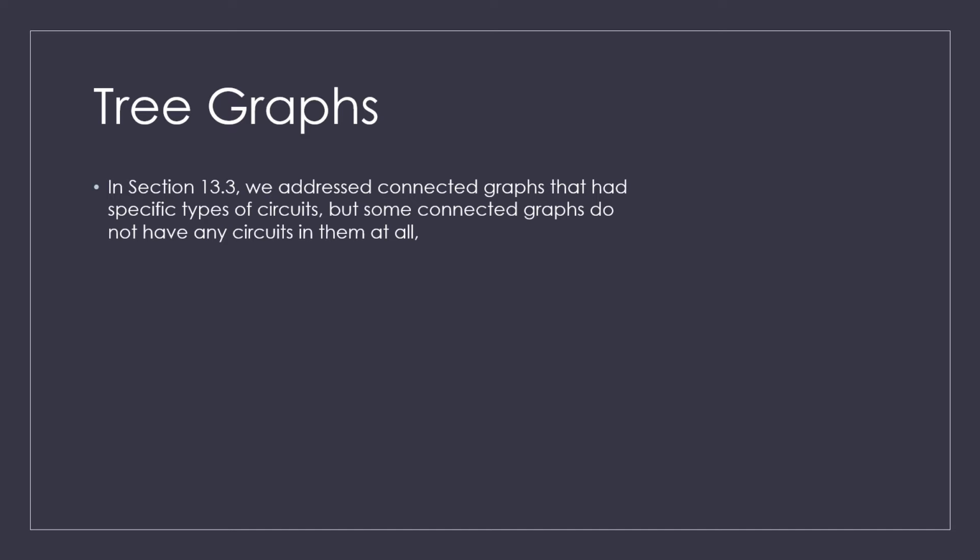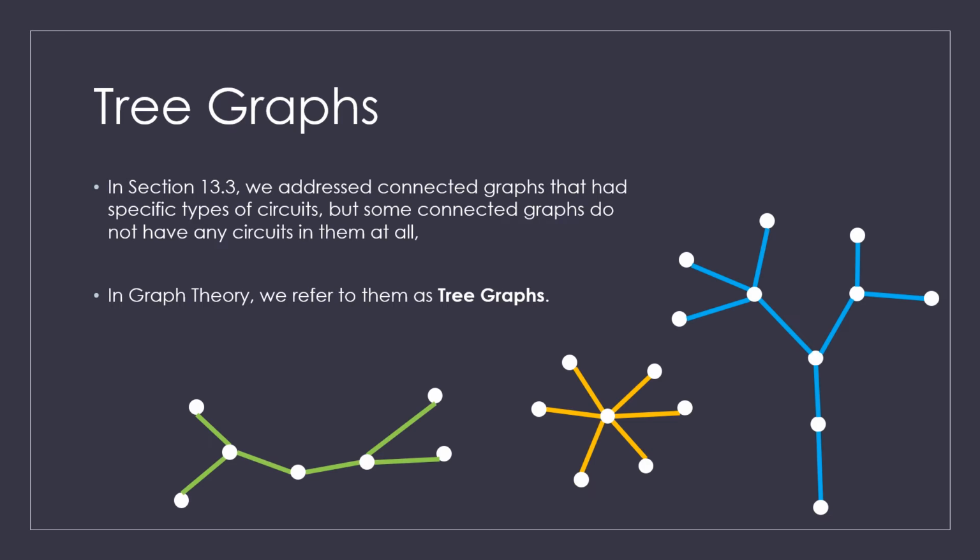So first we should probably talk about what a tree graph is. Basically, in the last section, we talked about connected graphs that had specific kinds of circuits. But some connected graphs don't actually have circuits at all, and we call those tree graphs. If you're curious what a tree graph looks like, here are three different examples. The only thing we know about them is that they are connected and they don't have circuits. That's it. You can't form any cycle, just connected circuitless graphs.